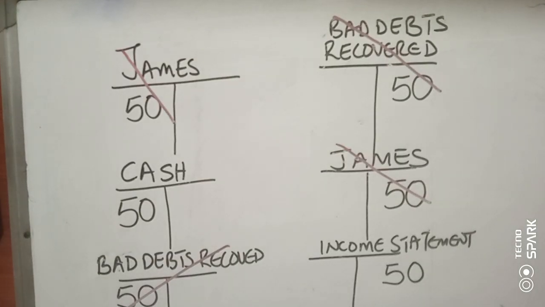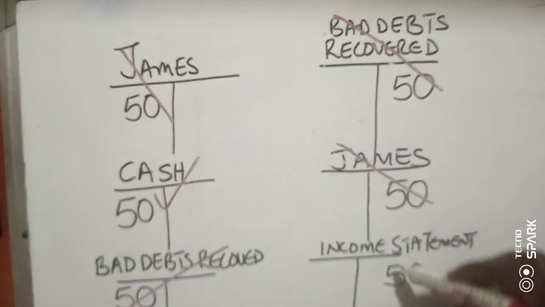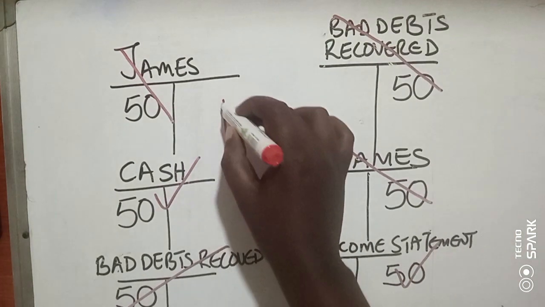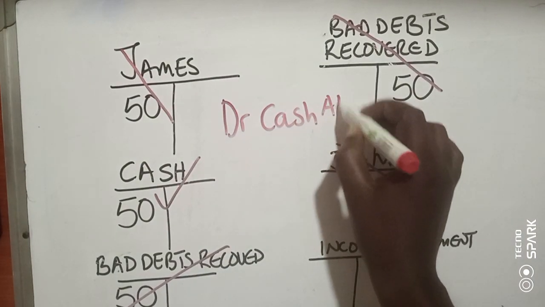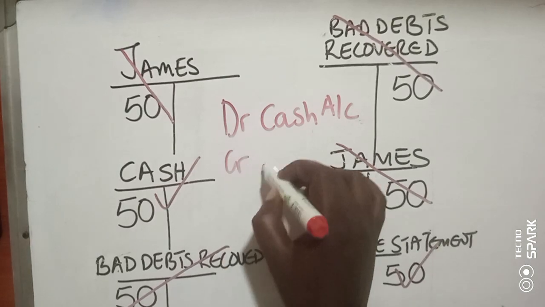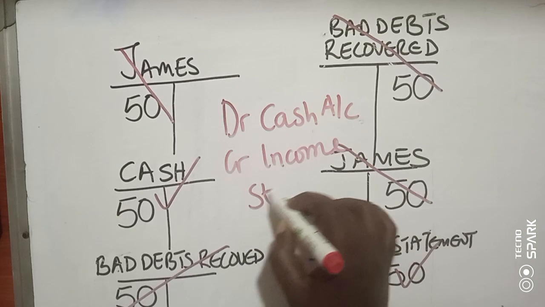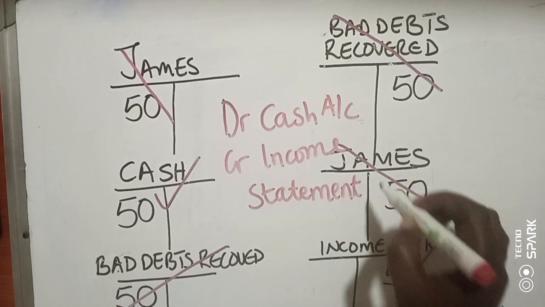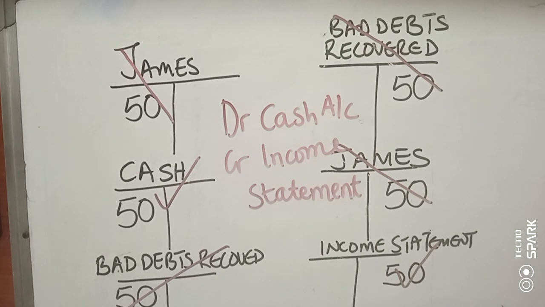So we'll be left with debit cash and credit the income statement. So meaning to say, we are going to debit cash account and we credit the income statement. So if there is a bad debt recovered, we are supposed to debit cash and credit the income statement.